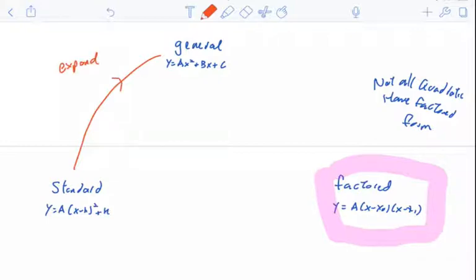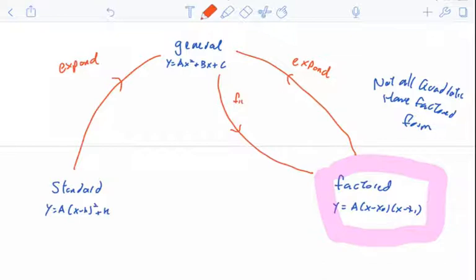You learned how to do that in the first class, or in the first video. If it's in the factored form, you can bring it to the general form. You just expand and multiply it all out. And you already know a procedure that goes from the general form to the factored form. We call that, you know, you just find the roots and compare.